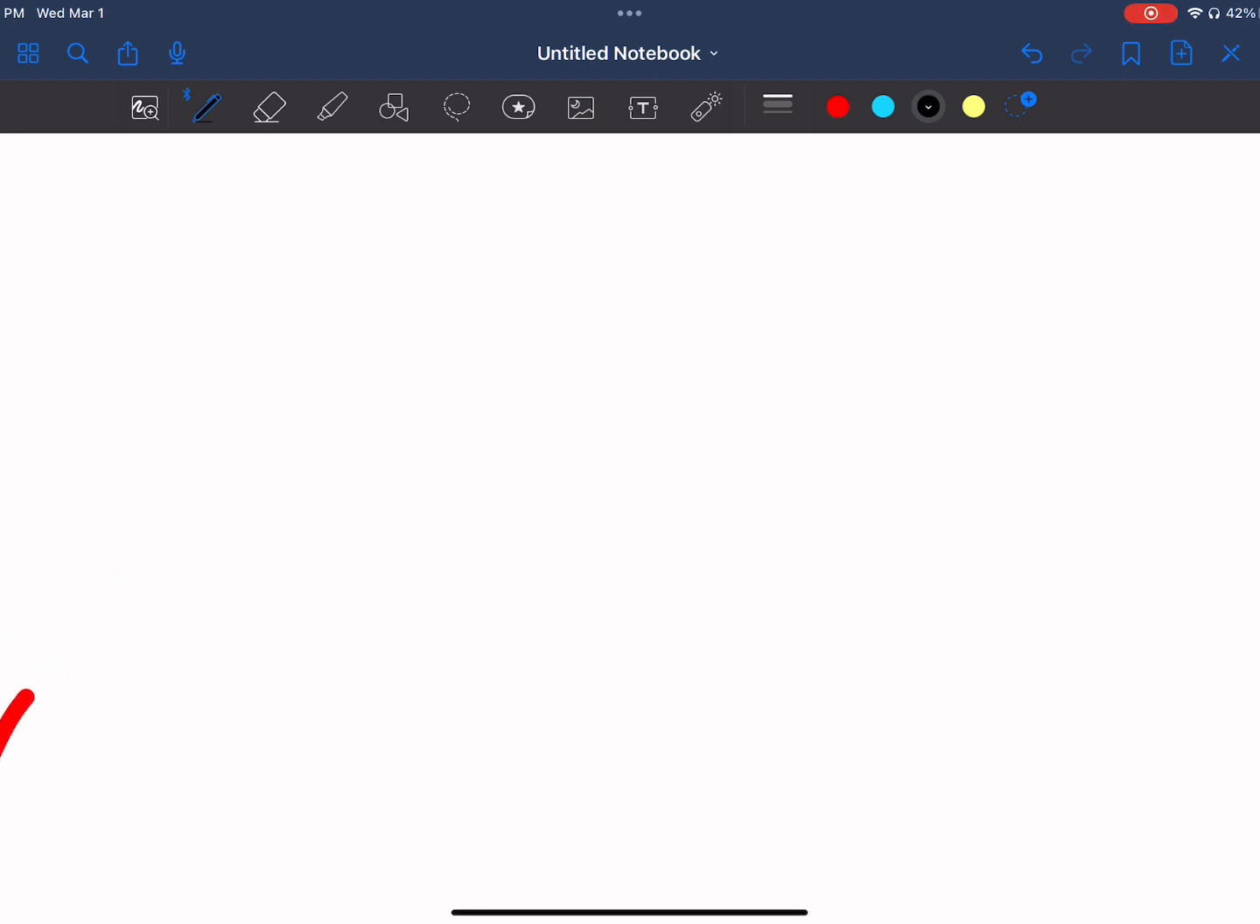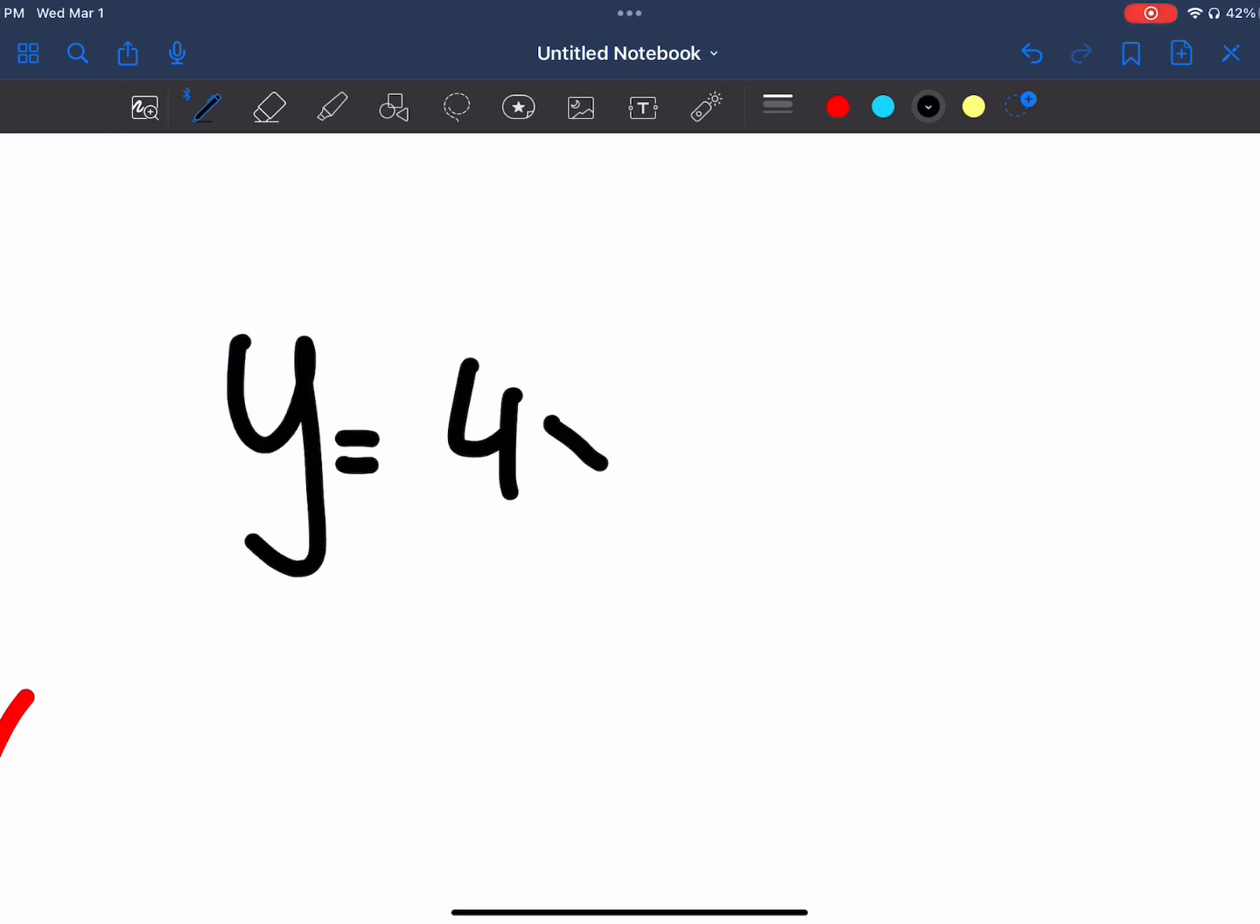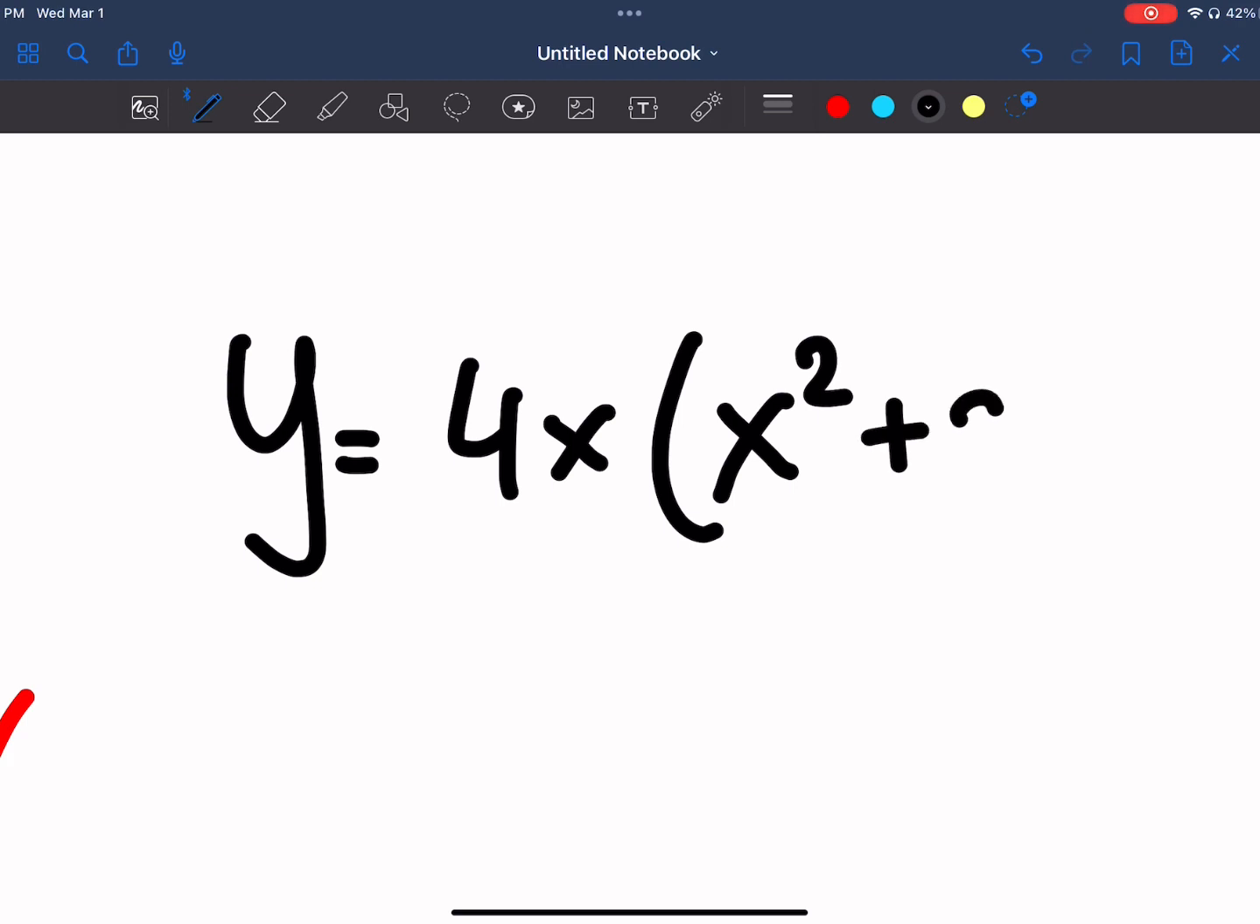So let's continue. That was a pretty easy example, right? We were able to find that out, but let's say we have y, and we'll say y is equal to 4x times x squared plus 2, and that will be raised to the power of 5. How would we find the derivative of this?